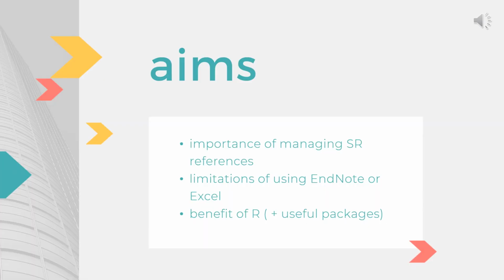This is very much a beginner talk. I will discuss the importance of managing your systematic review references, the limitations of using software such as EndNote and Excel, and the benefits of using R instead. Additionally, I will mention some R packages that can help you keep track of your systematic review references.